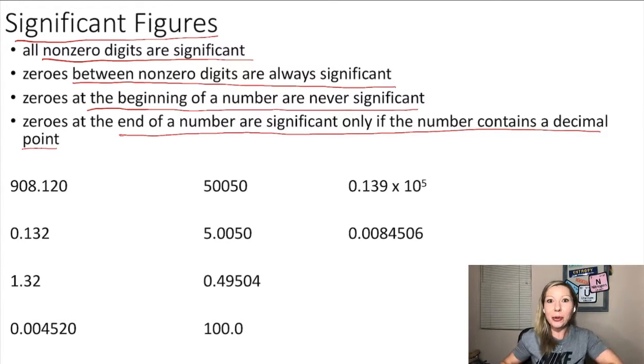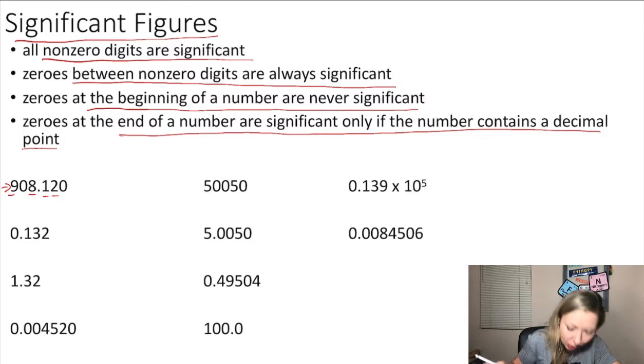So let's do a couple of examples. Let's take a look at the first number right here. We know that all non-zero digits are significant, so my 9, 8, 1, and 2 will definitely be significant. What's up with my first zero? Well, it is between non-zero digits, so again, this is going to be significant. What's up with my last zero? Well, it is after a decimal point, so this is also going to be significant because I have the decimal place right there. So this number actually contains six significant figures.